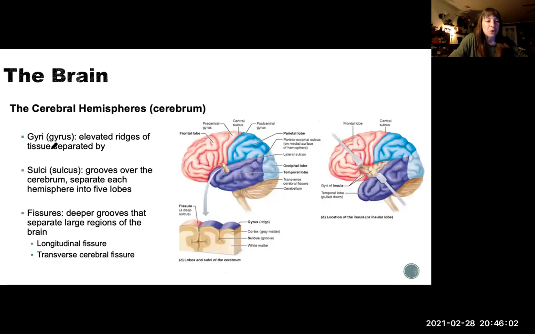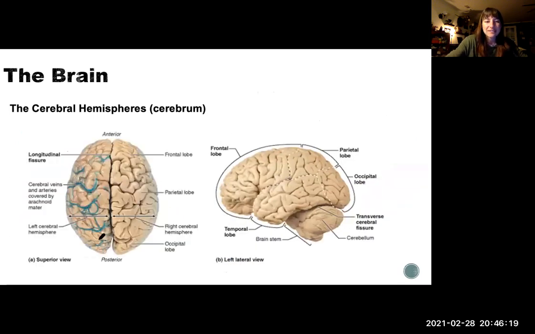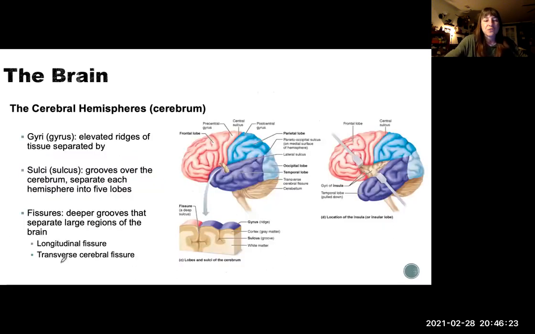All right, so gyri, sulci. Sulci are considered to be grooves, and grooves that are even deeper than grooves are what we call fissures, okay? We have two main fissures that you need to know about. Of course, the longitudinal fissure is the one that separates the right and left hemispheres of the cerebrum. But the transverse cerebral fissure is here, and it actually separates the temporal and occipital lobes from the cerebellum, okay?